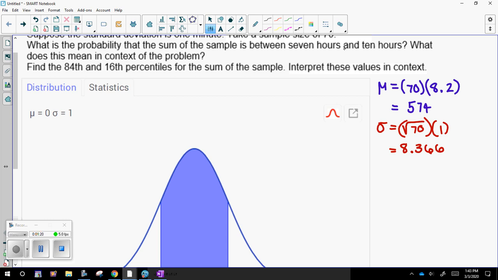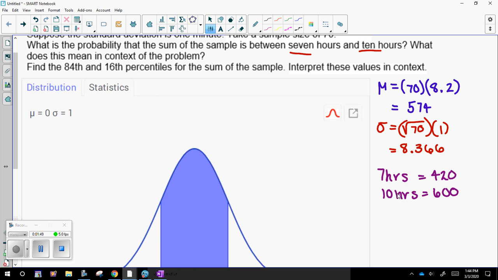So now we want to be careful because 7 hours and 10 hours are in hours, and our mean is in minutes. So for 7 hours, we're going to go ahead and multiply 7 times 60 to get 420 minutes. For 10 hours, 10 times 60 is 600.